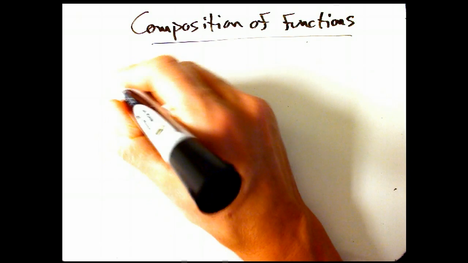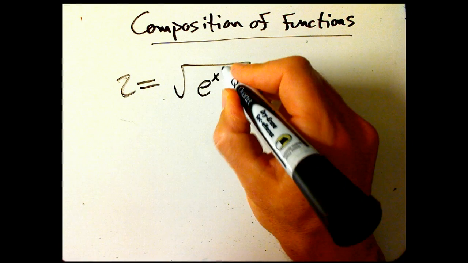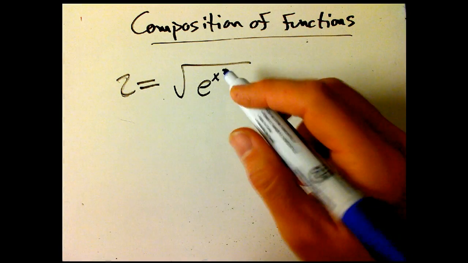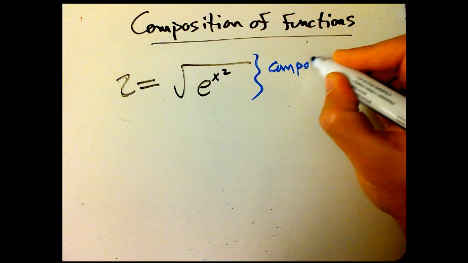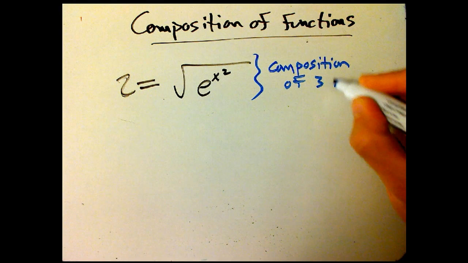Suppose I had this equation I wanted to solve. Suppose I had 2 equals the square root of e to the x squared. And I wanted to solve that. Well, secretly, that's a problem about function composition as well. I'm going to switch to blue because it might be better. And I want to look at this as a composition. It's a triple composition of 3 functions.